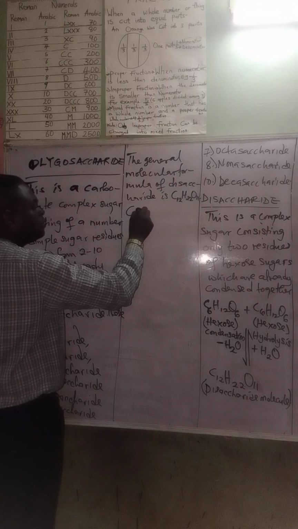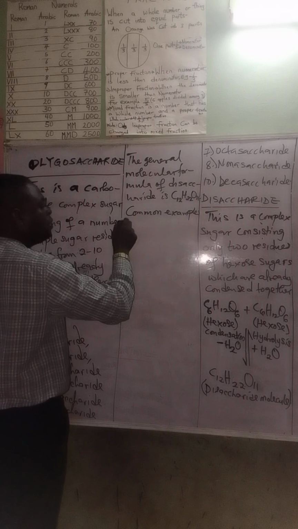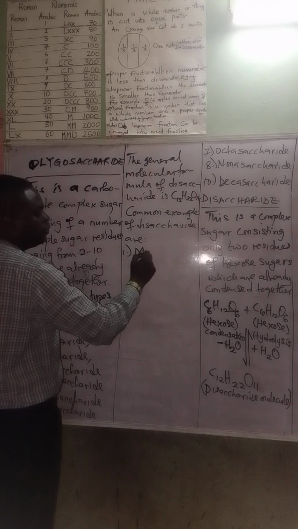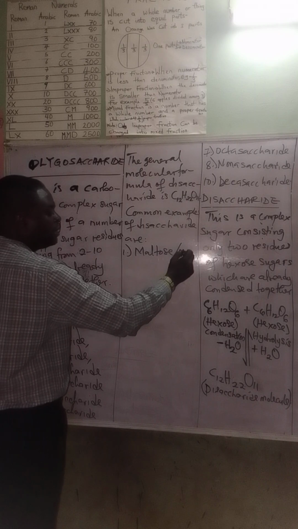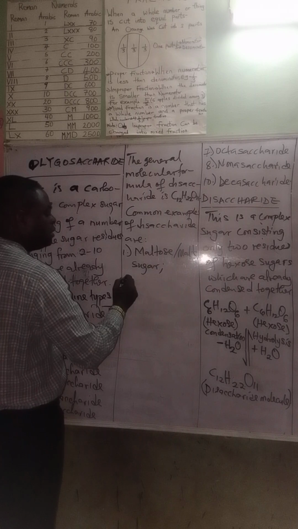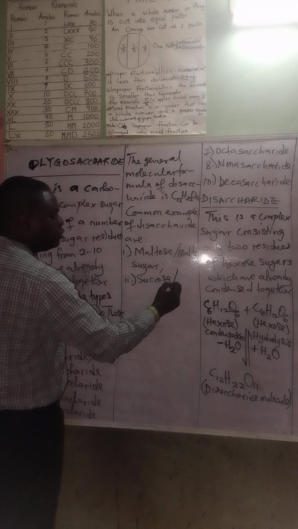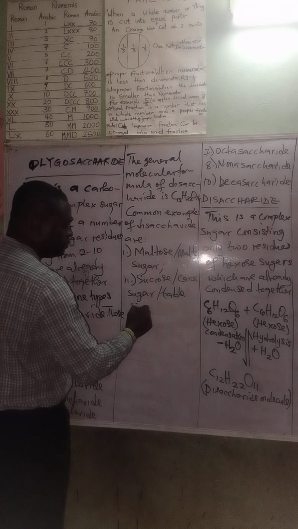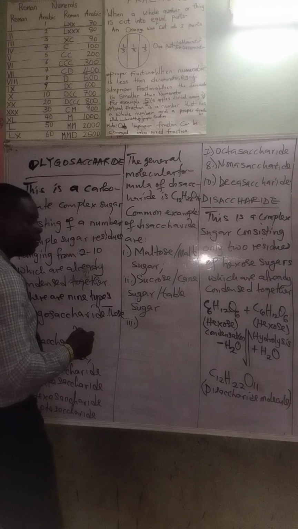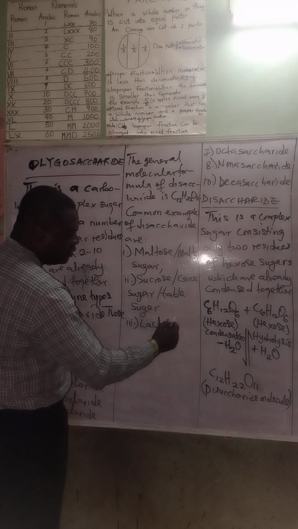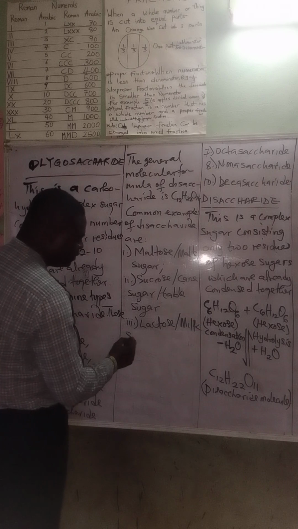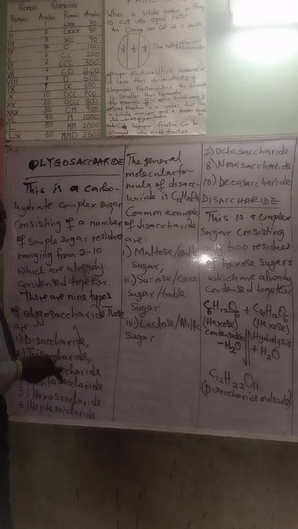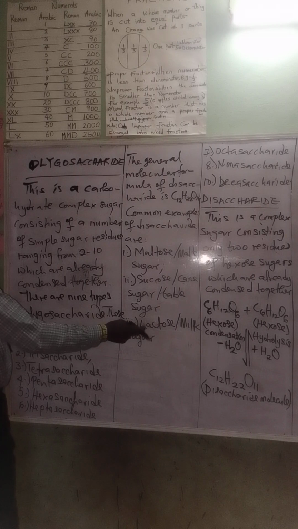Then let's look at common examples. Common examples of disaccharide are: 1, you have maltose, which is also known as malt sugar. Then you have sucrose, which is also known as cane sugar, because you get it from sugar cane, or you call it table sugar. Then we have lactose, gotten from milk, which is also known as milk sugar. In the 2024 NECO practical that they did, they represented milk as specimen D. So the sugar it contains is lactose.